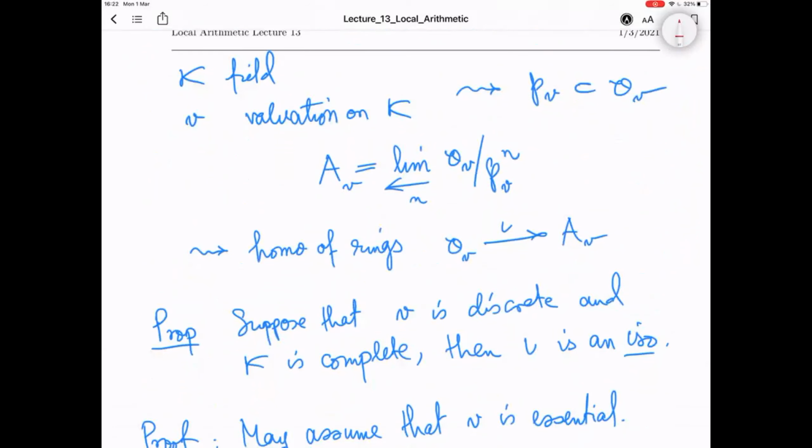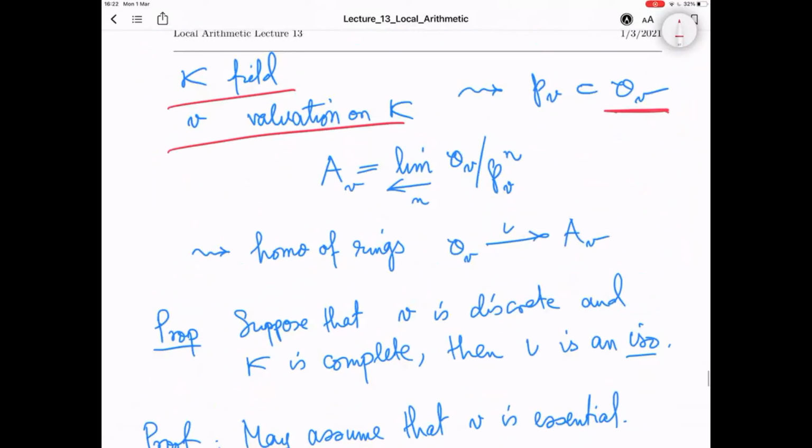So let's start with the field K with a valuation V on it. Then, of course, you have the ring of V integers and the unique maximal ideal PV of that ring OV. And you can form these quotients OV modulo PV to the n, and you can take the inverse limit of these quotients. Let's call it AV.